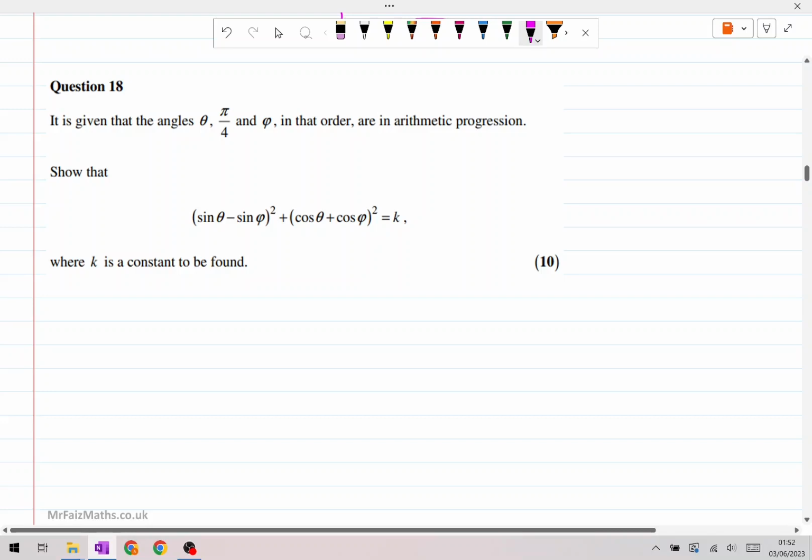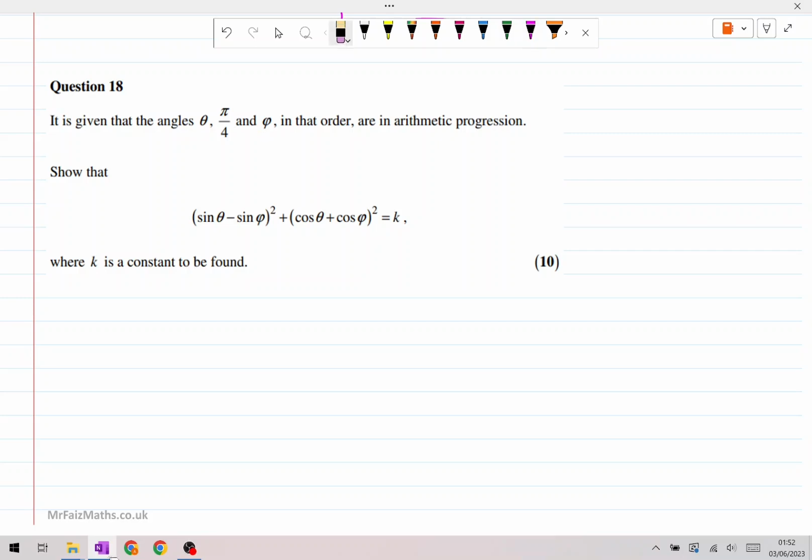Okay, I'm sure question number 18 will definitely feel easier if we just replace these angles theta and phi by the letters A and B. So what I'm going to do here is replace these two and say it is given that the angles A, pi over 4, and B, in that order, are in arithmetic progression.